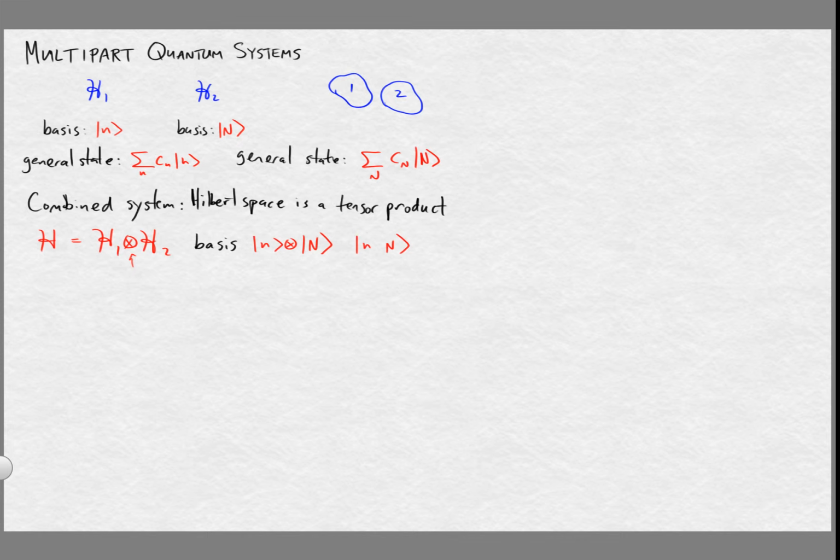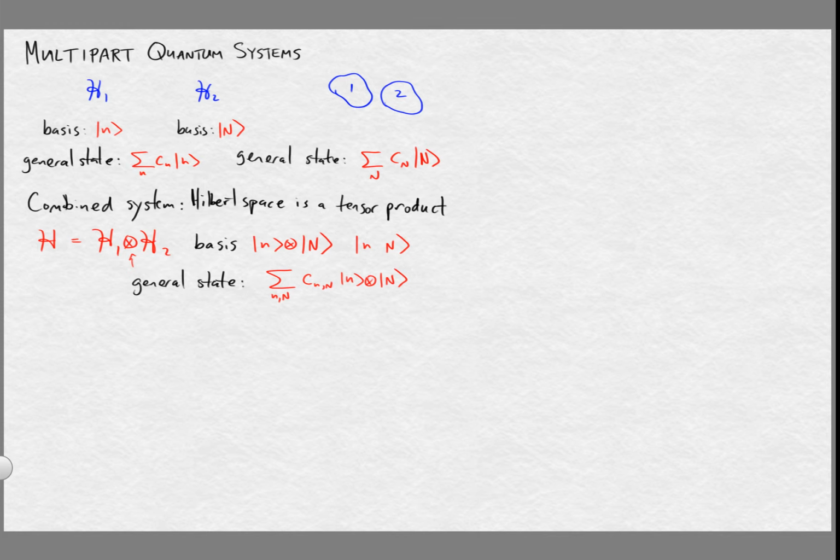And so if I want to describe a general state of the combined Hilbert space, then what I do is just take a linear combination. So I sum over both little n and big N, and then I have a coefficient labeled by these two integers, and then I have my basis element.